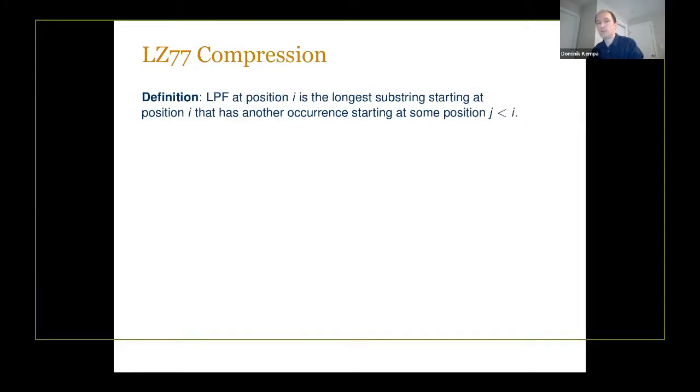So let's formally define these two compression methods that we are looking at, which are LZ77 and Burrows-Wheeler compression. So let's start with LZ77. The key concept in LZ77 compression is the longest previous factor, or LPF. The LPF of i is the longest substring starting at position i that has another occurrence starting at some position j smaller than i. So let's look at the example here. At position i, the LPF has length 4, because that's the longest substring that starts at position i that occurs earlier. And we see that earlier occurrence at position j.